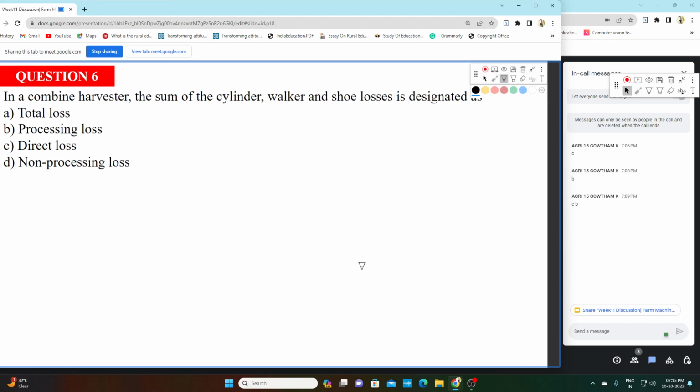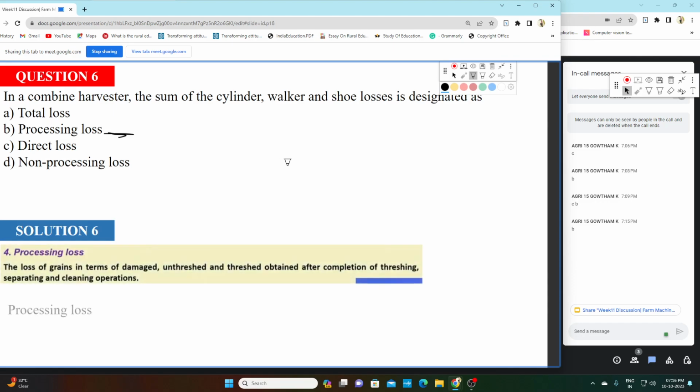In a combine harvester, the sum of cylinder, walker and shoe losses is designated as what? This is a question on the combine harvester, but as it is given, we have to answer. There are four options. Option A is total loss, option B processing loss, option C direct loss, and option D non-processing loss. This was already covered in the last lecture. Yes, option B, processing loss. Very right. So processing loss is the correct answer.